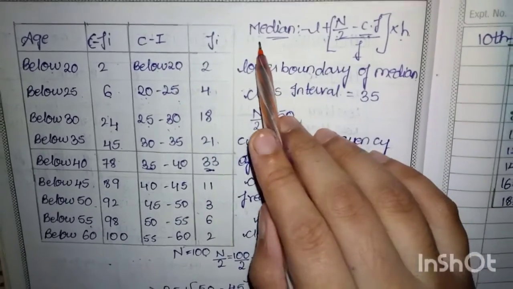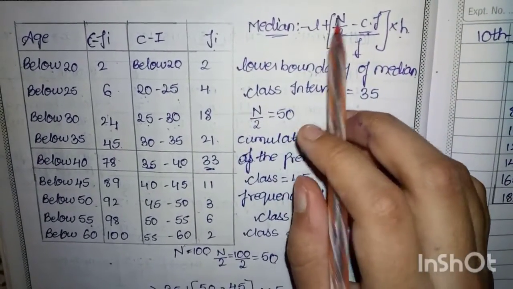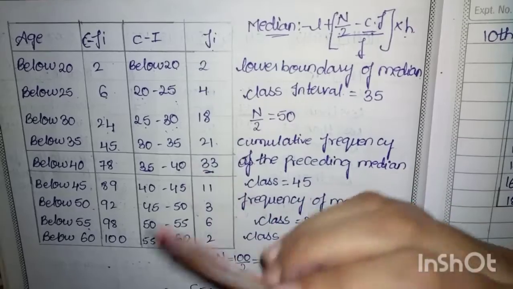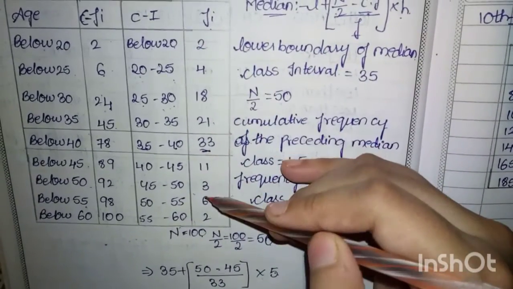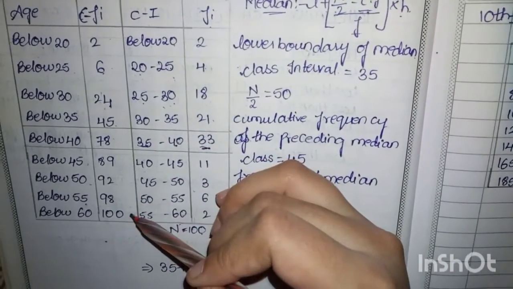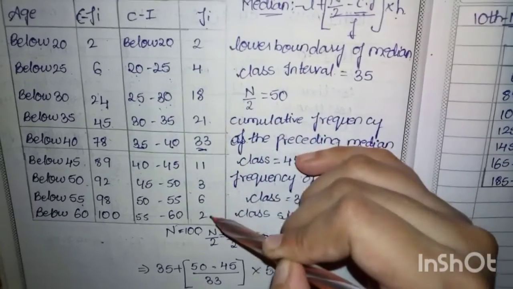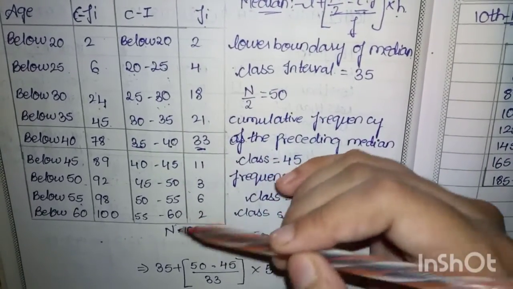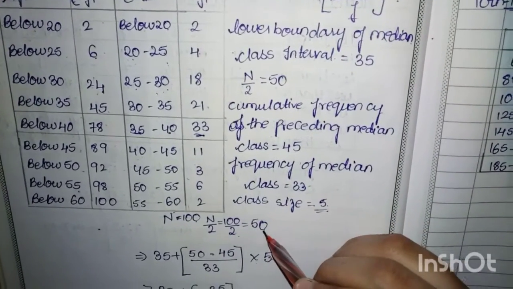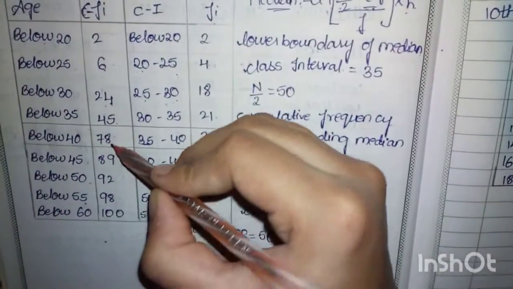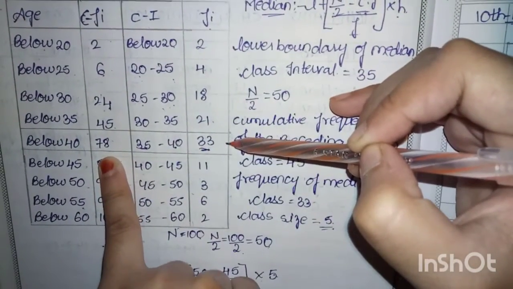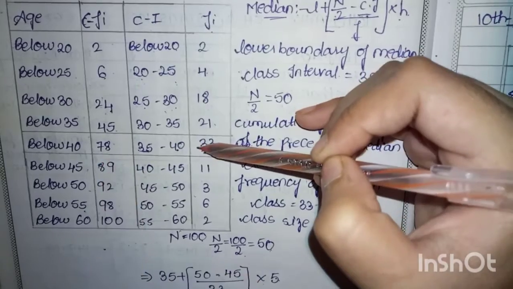I have copied the formula of the median, so we will take the values of all these terms from the median class. How to find the median class is based on n. N is nothing but the addition of the frequencies, which is equal to the last number in the cumulative frequencies. If you add all these frequencies, it is equal to 100. We need n by 2, that is 100 by 2, which is 50. The just greater value than 50 is taken from the cumulative frequency. The just greater value than 50 is 78, so this will be our median class. From this we will take all the values.